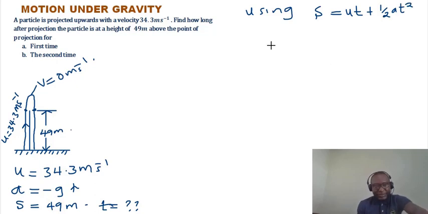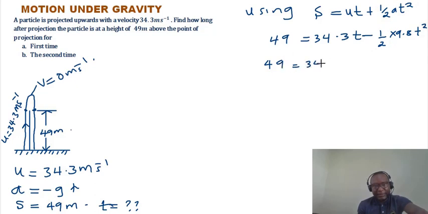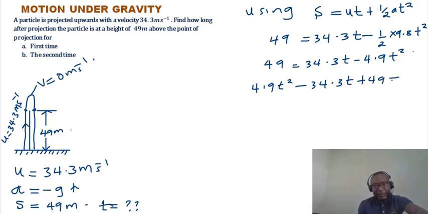So we substitute. We have 49 being equal to u, which is 34.3 t, minus a half times 9.8 t squared. This is the same as 49 being equal to 34.3 t minus 4.9 t squared. So if we rearrange this in the normal quadratic form, we have 4.9 t squared minus 34.3 t plus 49 giving us 0.